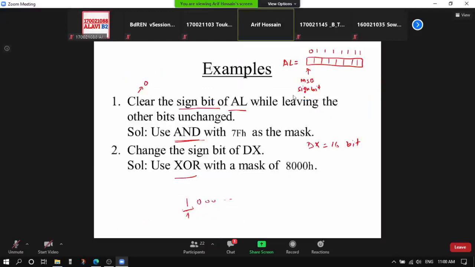So your answer is actually right. The answer will be 1, and then there will be 15 zeros. So 1 and then 15 zeros is basically 8000H. Is it okay? Yes, sir. Is it understood, the mask operation and all these things?